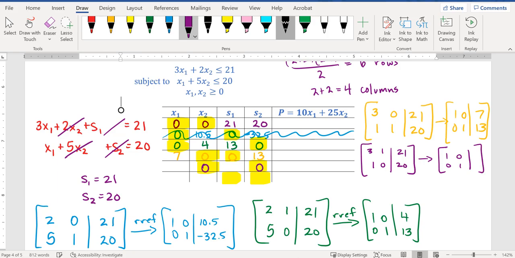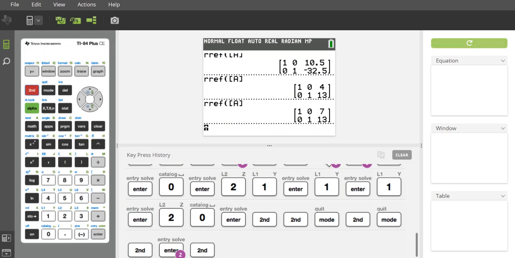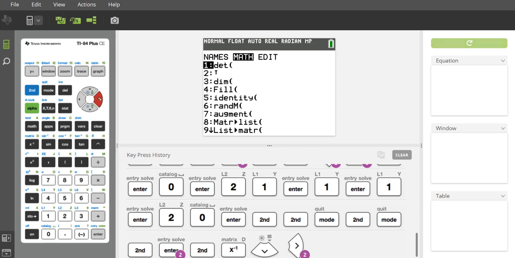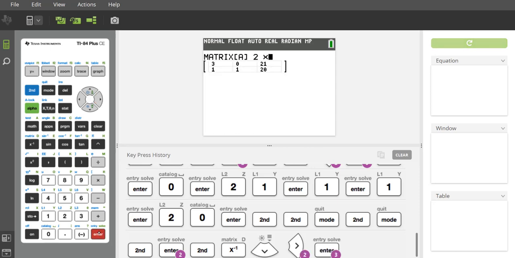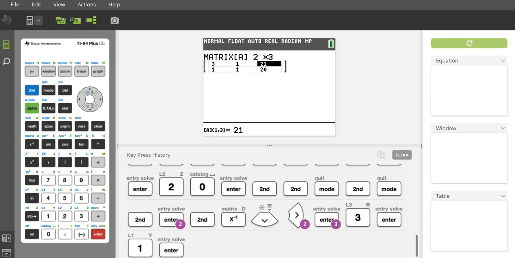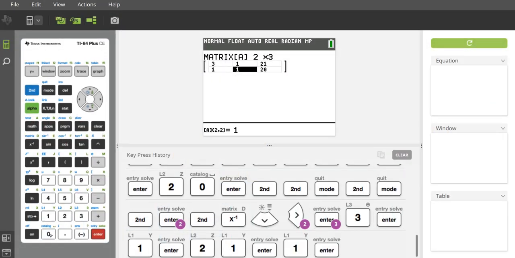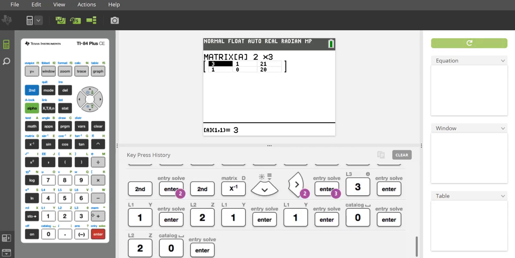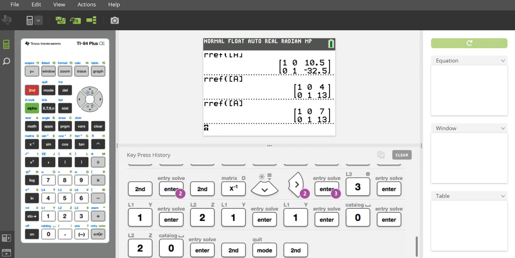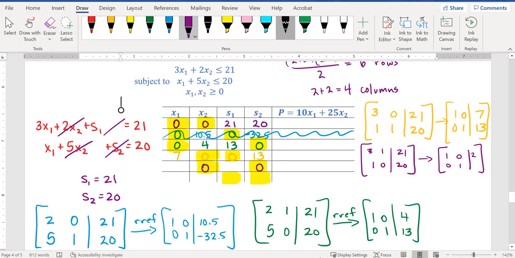All right, here we go. 3, 1, 21. 1, 0, 20. 20, negative 39. So 20, negative 39. That row is gone because I had a negative 39.